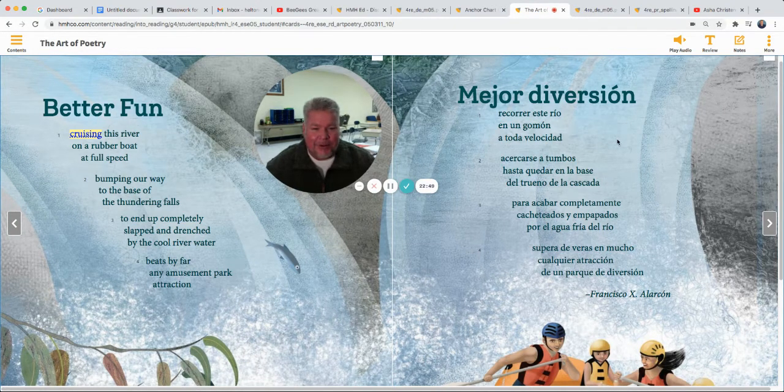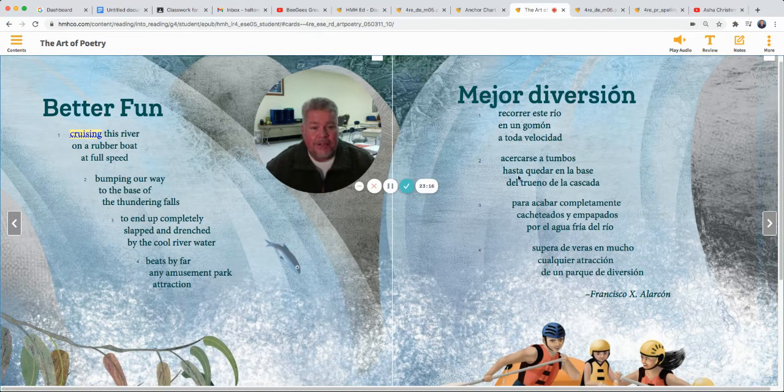Let me try to read this poem in Spanish. Mejor diversión. Recorrer este río en un gomón a toda velocidad. Now, let's look at this. You see velocidad. Does that remind you of a science word, velocity or speed? There's a Spanish word for speed, velocidad. Rio, you all ever seen the movie Rio? It means river.